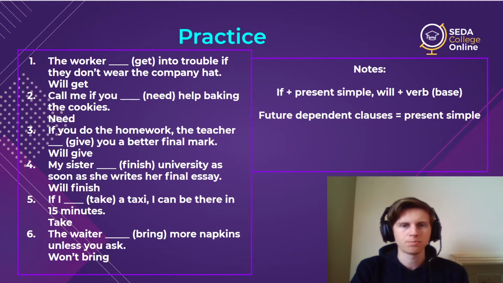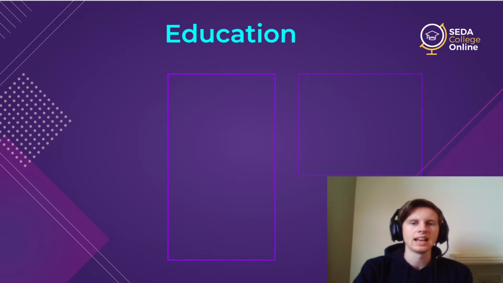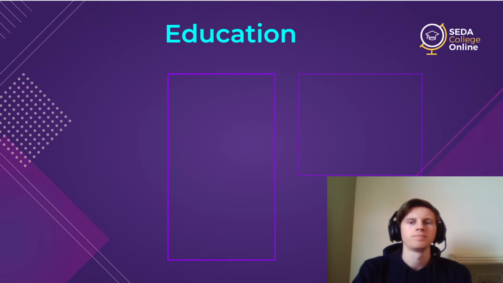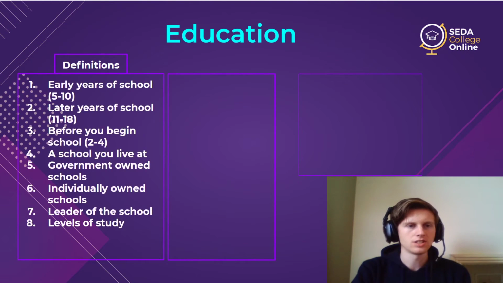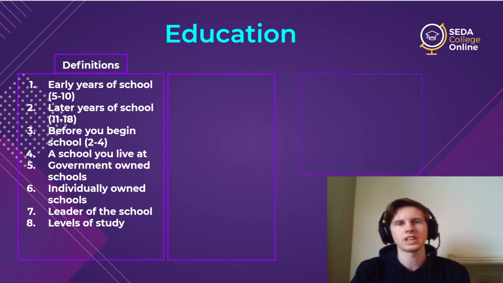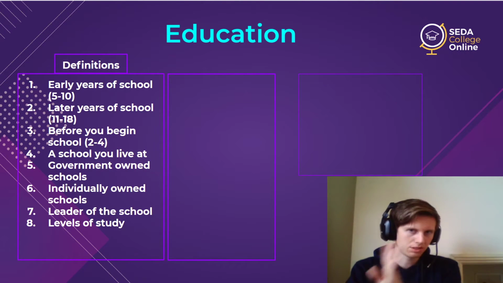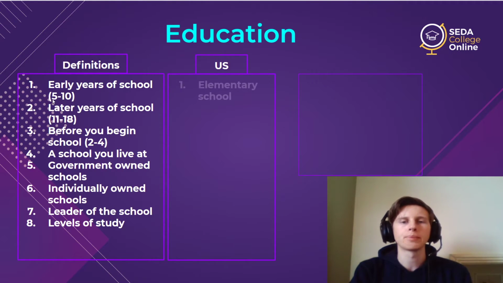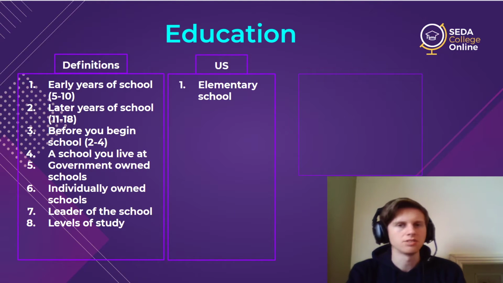Okay, so the next part, the education vocabulary. As I said, I'm going to compare American English to British English. So I'm going to have the definitions of 8 common education words very often used in education ideas. And so we're going to talk about the American English and then the British English. So for the first one, the early years of school, and these are ages. The early years of school are called elementary school. So that's years 5 to 10, roughly.